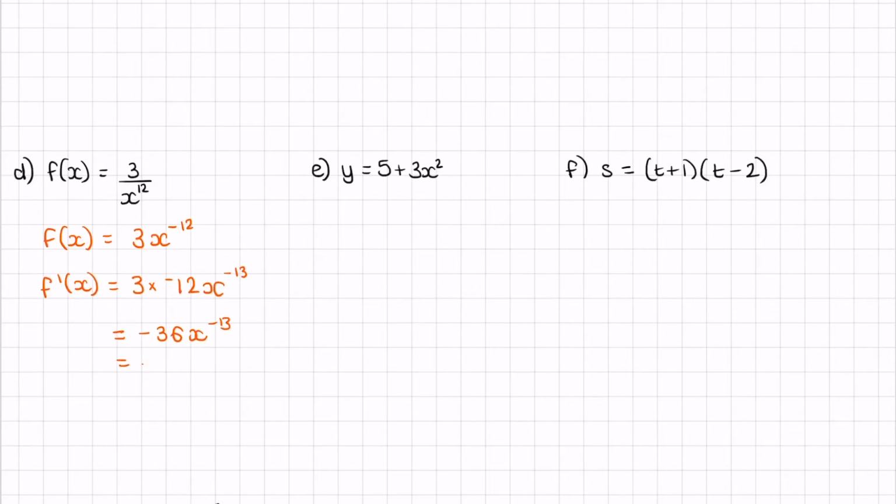And then if you want to write that with a positive power, you can put the x to the power of negative 13 onto the denominator, and it will become x to the power of 13.